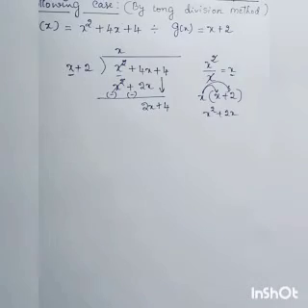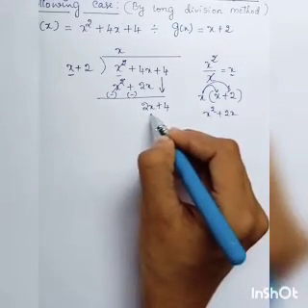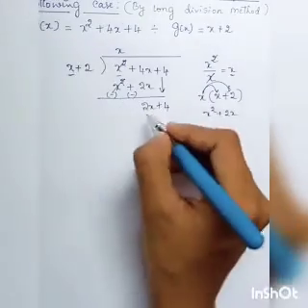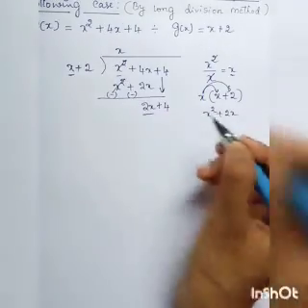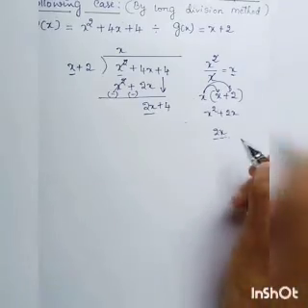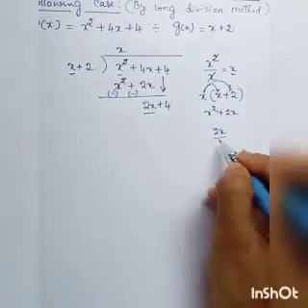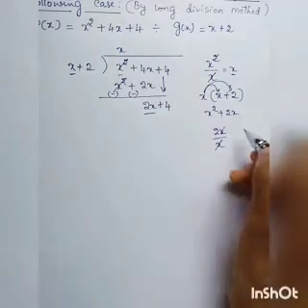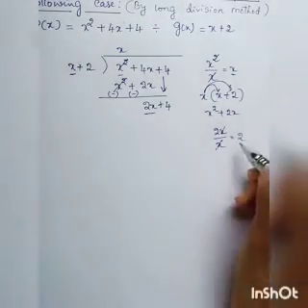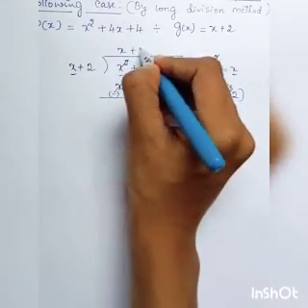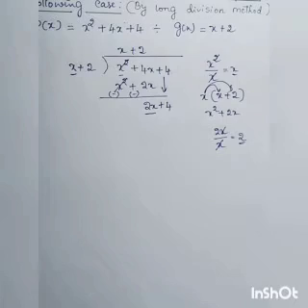Now again, here this is the dividend and this is the divisor. 2x plus 4 is the dividend and x plus 2 is the divisor. In the same way, take the first term of the dividend, 2x, divided by the first term of the divisor, x. This x gets cancelled. What is remaining? 2. This 2 is positive, so write plus 2 in the quotient.